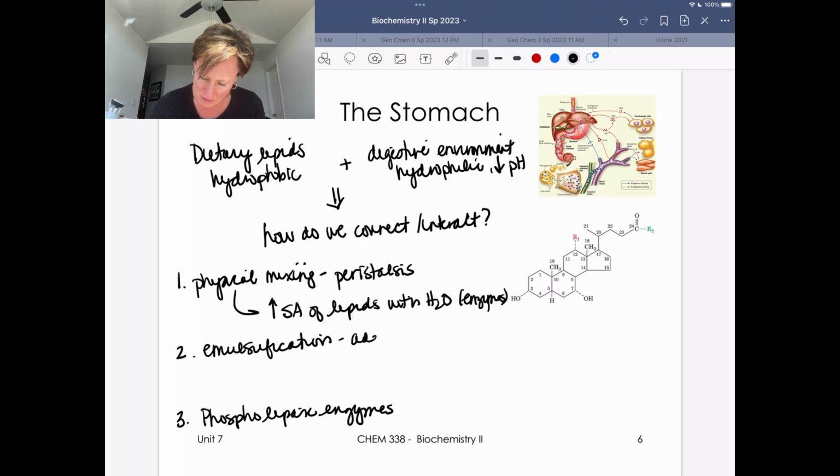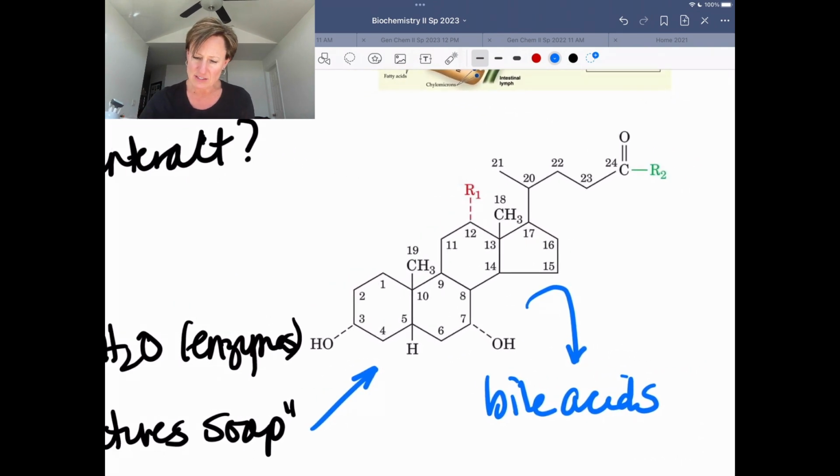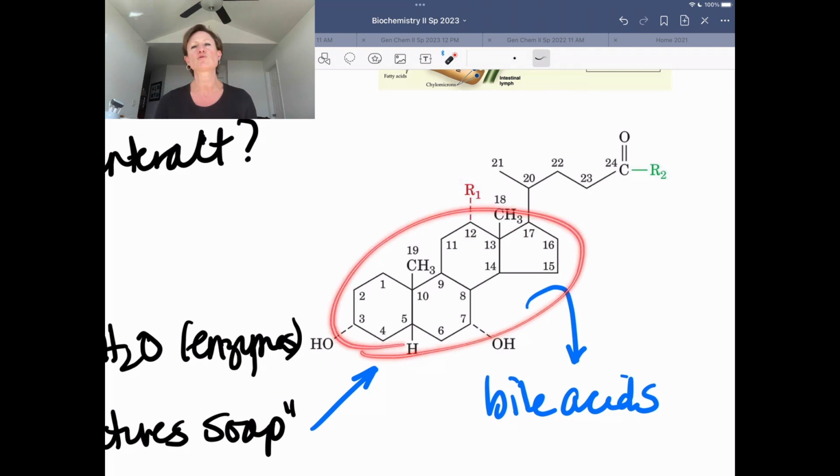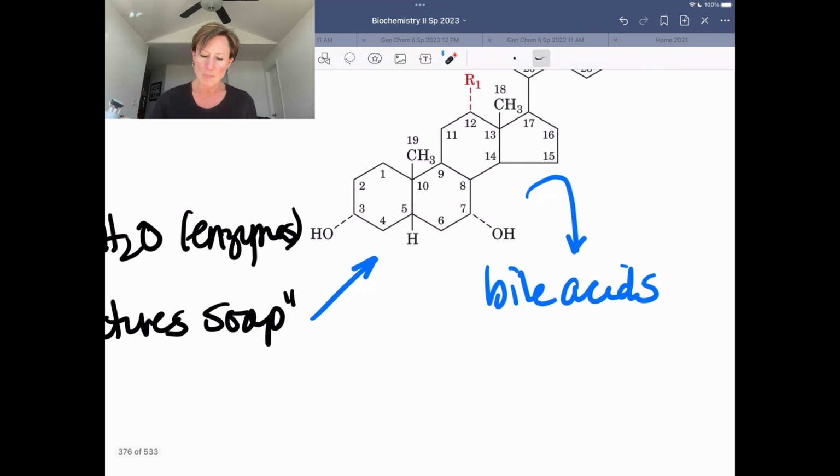And the idea is that we are going to add in nature's soap. Okay. So nature's soap is right here. These are bile acids. I'm going to zoom in here so we can look at the structure. Hopefully you look at this and you're like, that looks familiar. I've got 4 fused rings here. We see those in steroid molecules. Specifically, this is derived from cholesterol. And we're basically going to have some cholesterol derivatives that we attach some other R groups to, to create these bile acids.